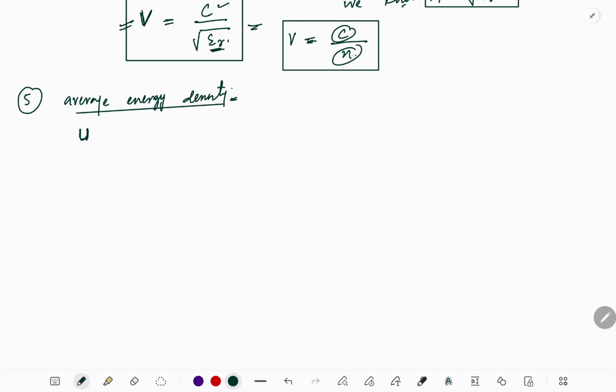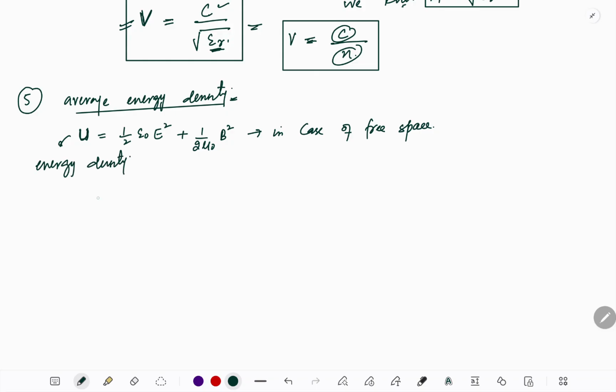This is not average, but this is energy density: 1/2 epsilon 0 E squared plus 1/(2 mu 0) B squared. This is in case of free space. This is the energy density, not average. Here we can write U equals 1/2, in place of epsilon 0 we can write epsilon, E squared plus 1/2 mu B squared.